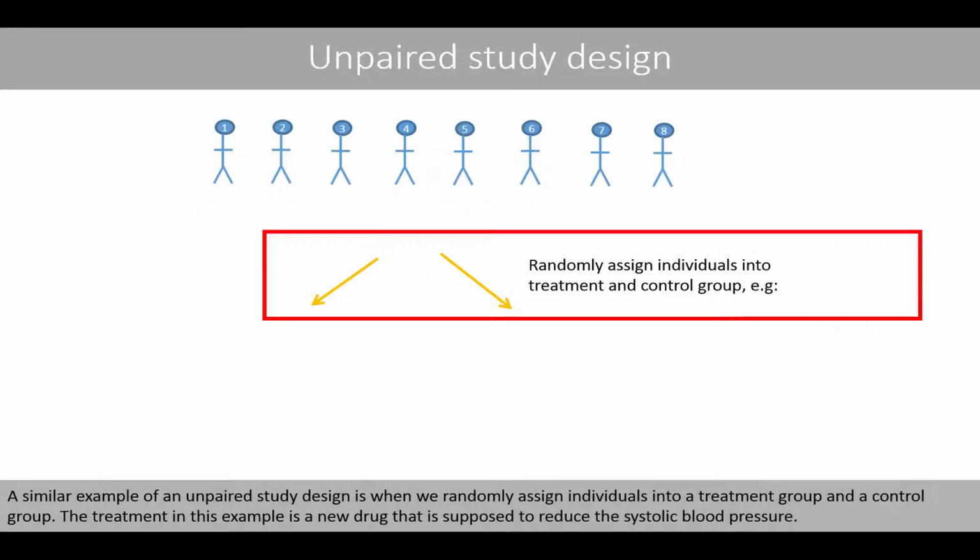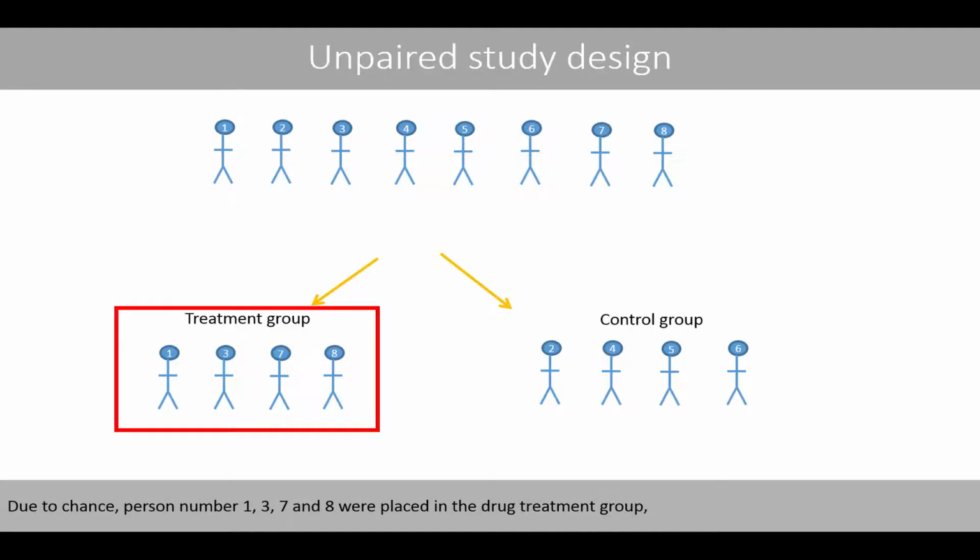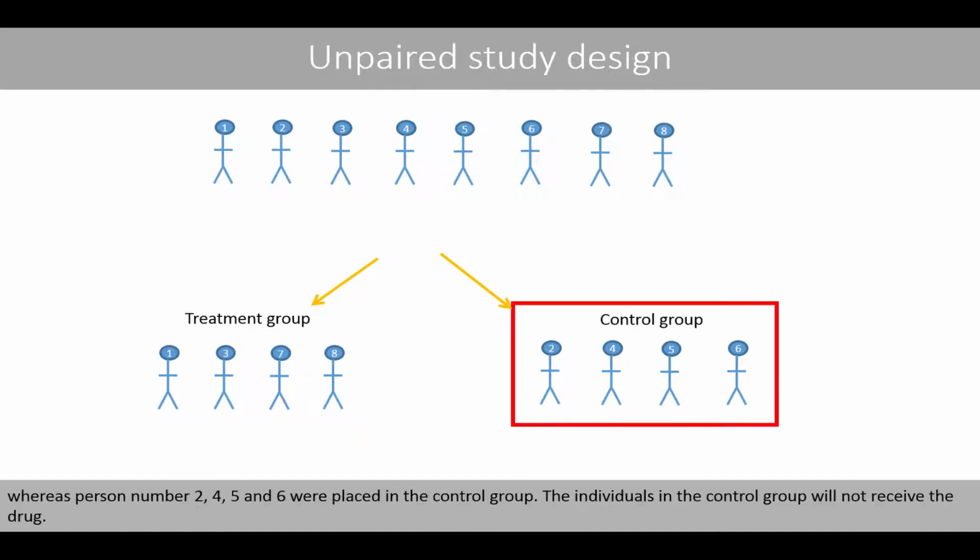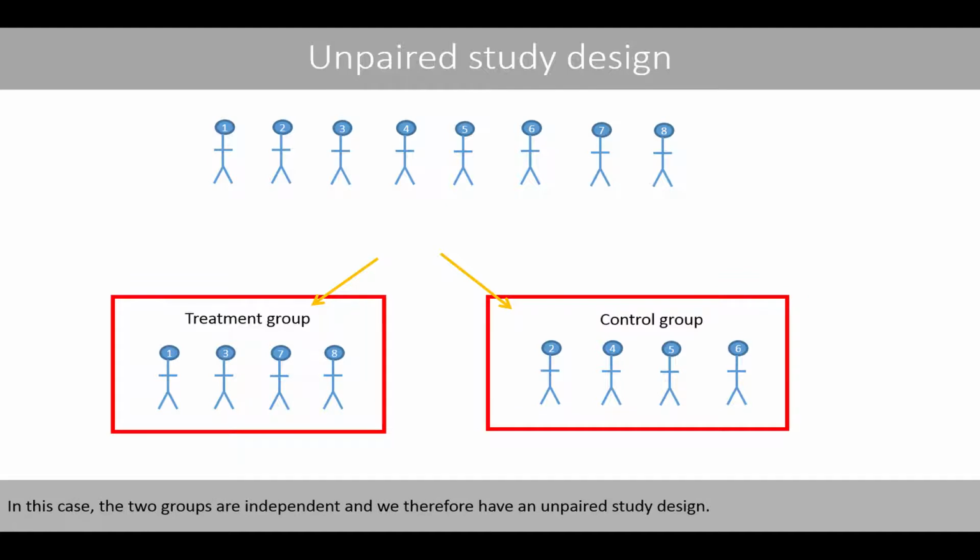A similar example of an unpaired study design is when we randomly assign individuals into a treatment group and a control group. The treatment in this example is a new drug that is supposed to reduce the systolic blood pressure. Due to chance, person number 1, 3, 7 and 8 were placed in a drug treatment group, whereas person number 2, 4, 5 and 6 were placed in the control group. The individuals in the control group will not receive the drug. In this case, the two groups are independent and we therefore have an unpaired study design.